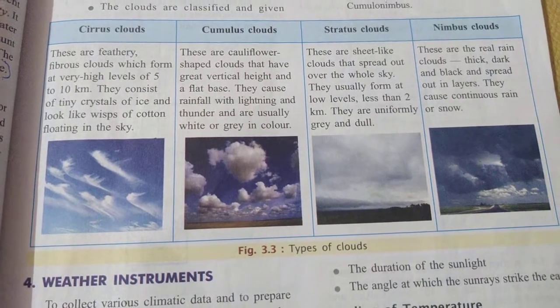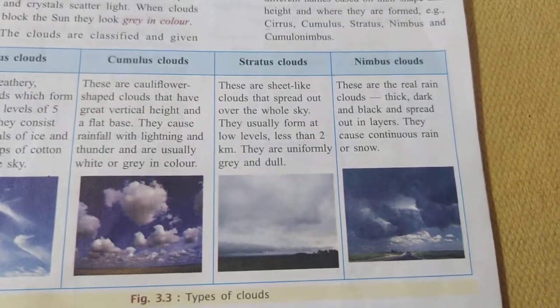Cirrus clouds. These are feathery, fibrous clouds which form at a very high level of 5 to 10 kilometers. They are wisps of cloud floating in the sky. They consist of tiny crystals of ice. Next, cumulus clouds. These are cauliflower-shaped clouds that have great vertical height and a flat base. They cause rainfall with lightning and thunder and are usually white or gray in color.